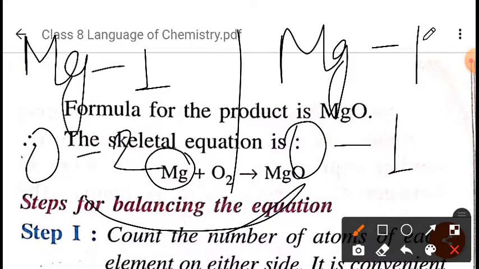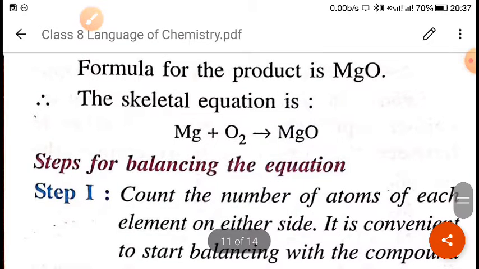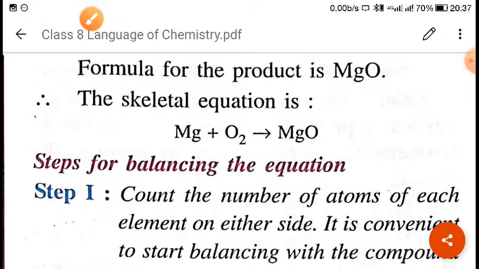So what we will do, we will balance this oxygen, because we know that according to the law of conservation of mass, the total mass of the reactant is always equal to the total mass of the product, right? So now we will see how to balance this, because this equation is not yet balanced.